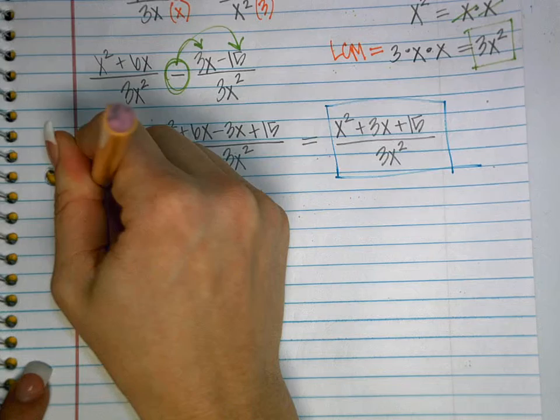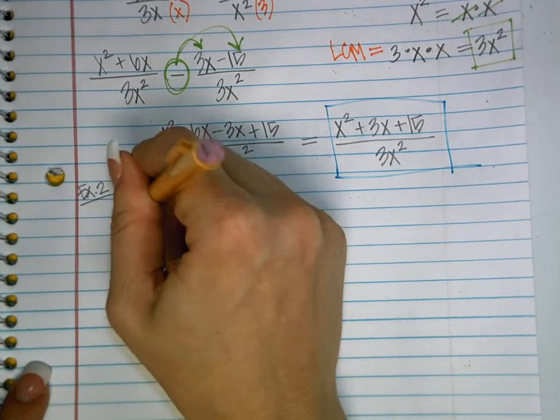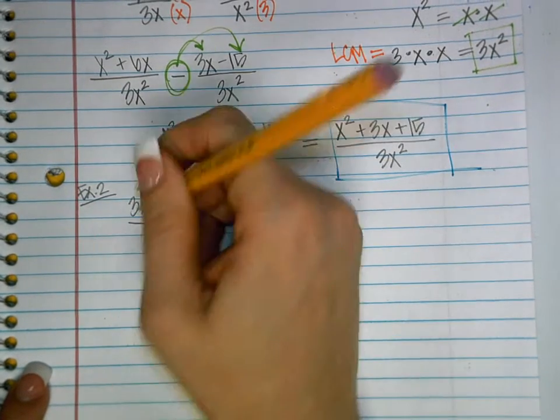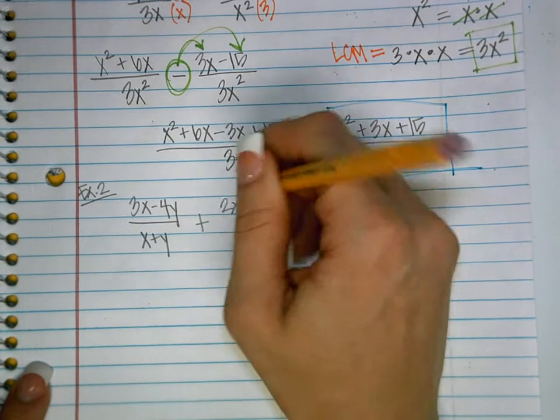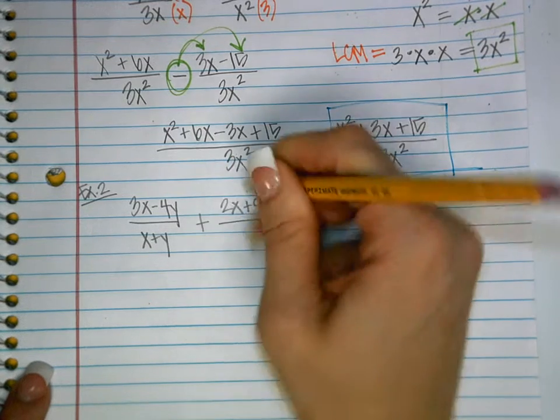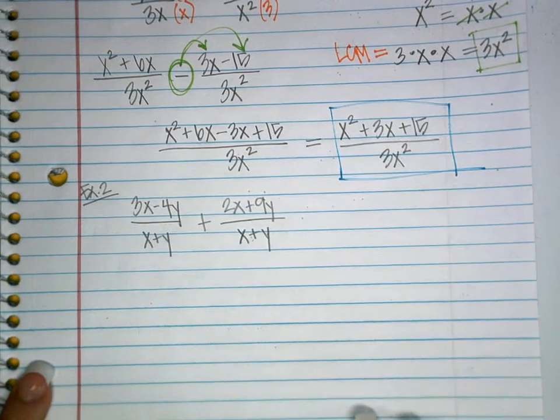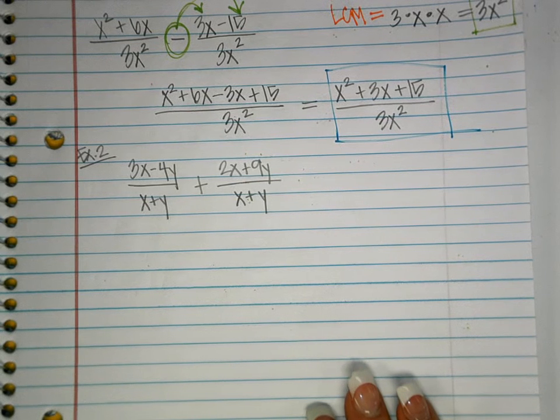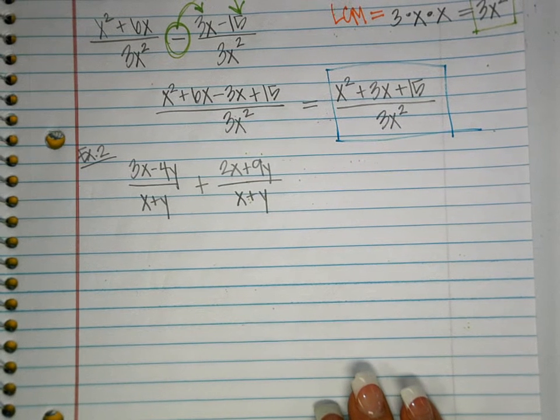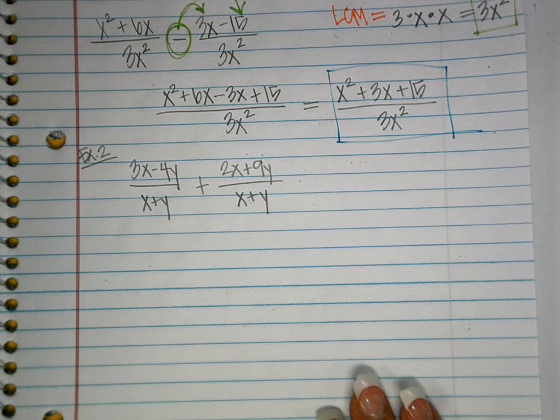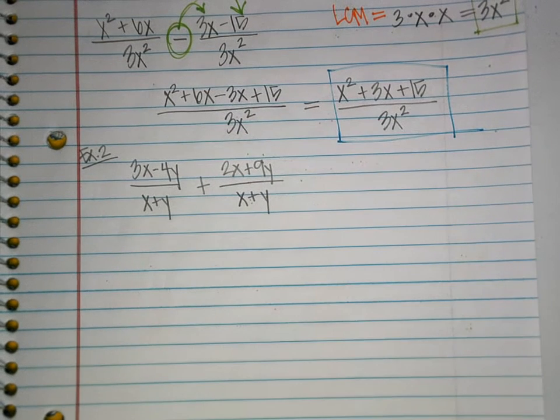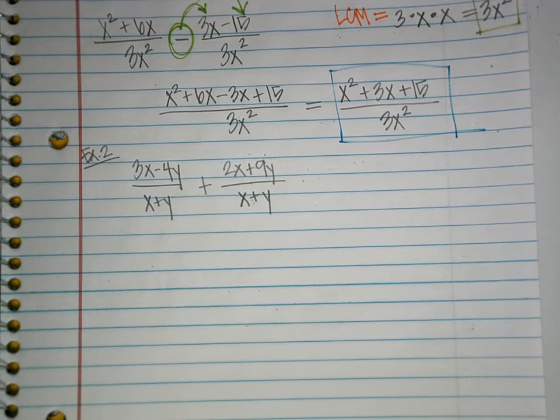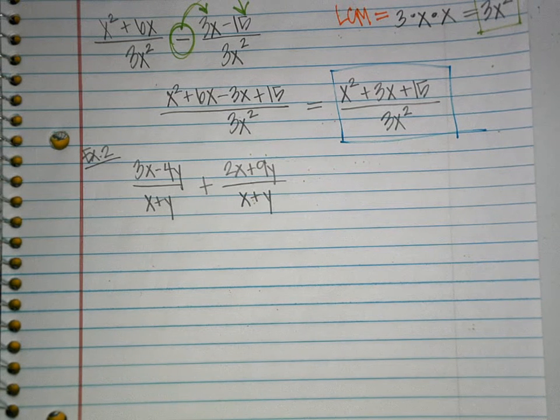For number 2, how about 3x minus 4y over x plus y, plus 2x plus 9y over x plus y. So this one already has a common denominator. All that means is you are not going to have to multiply by anything to get a common denominator, since you already have one.